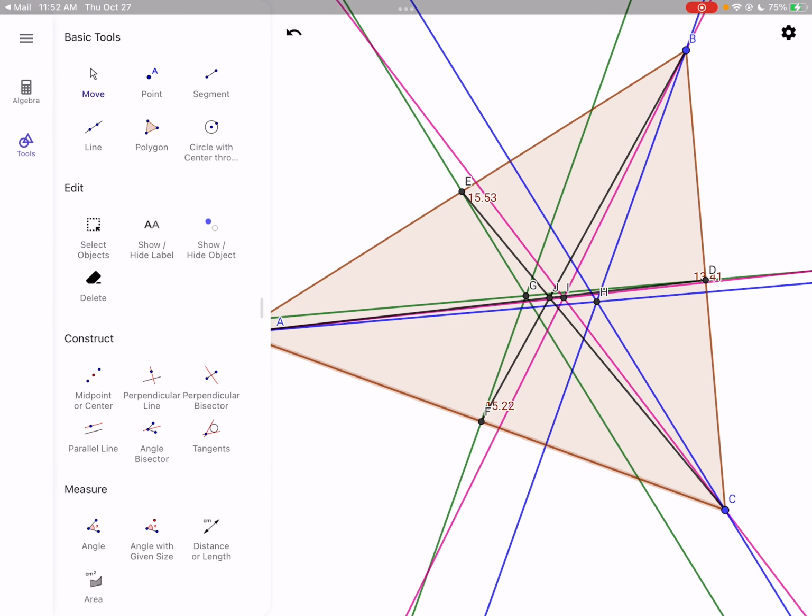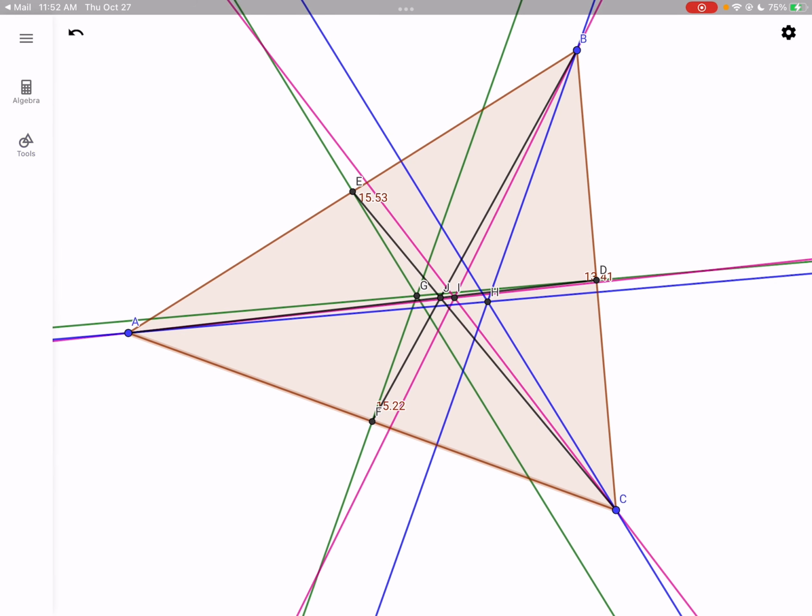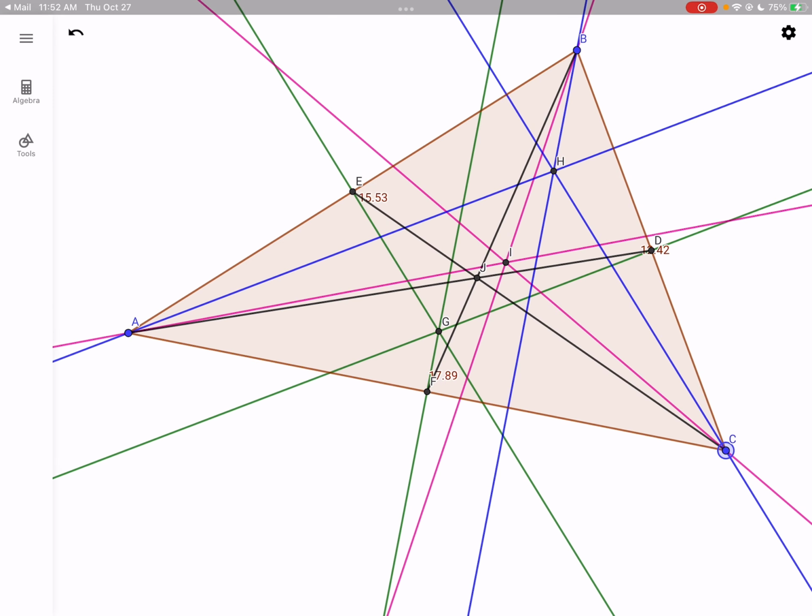But what we're going to do is play with this a little bit. I drew every possible special segment. Every single one is here. The pink ones are angle bisectors. The black ones are medians. The blue ones are altitudes. And the green ones are perpendicular bisectors.